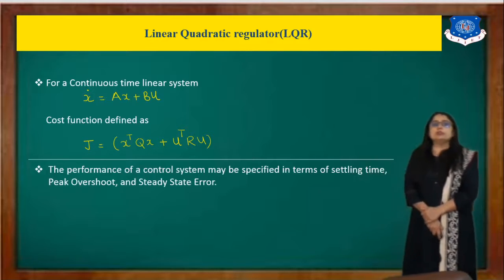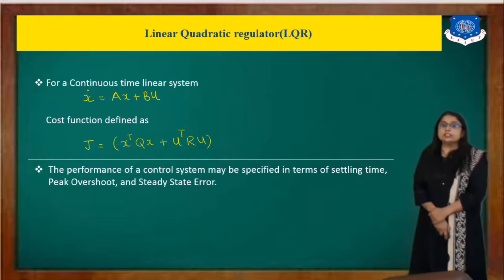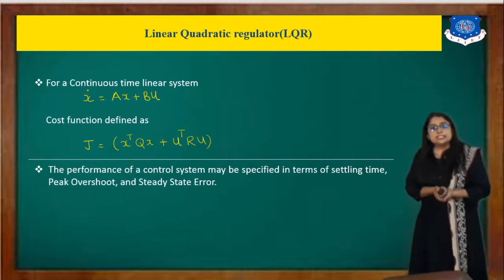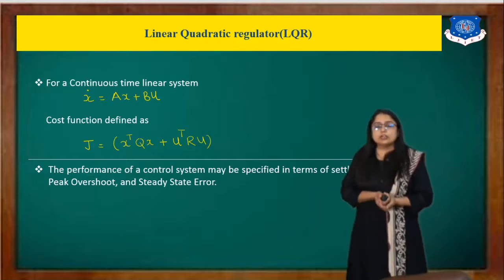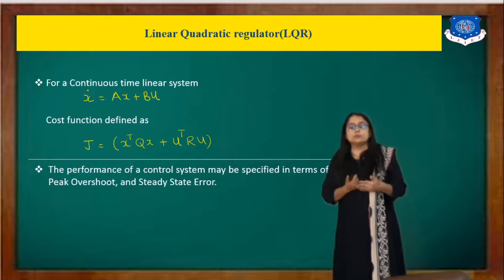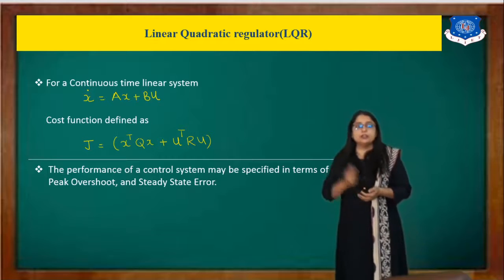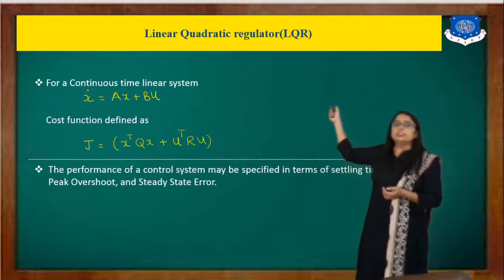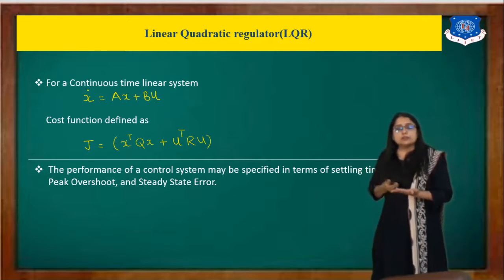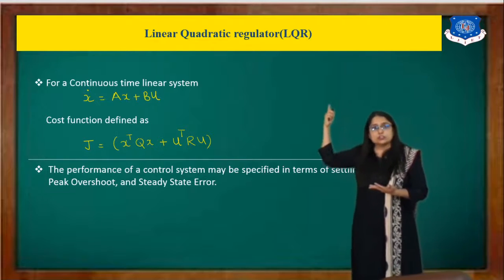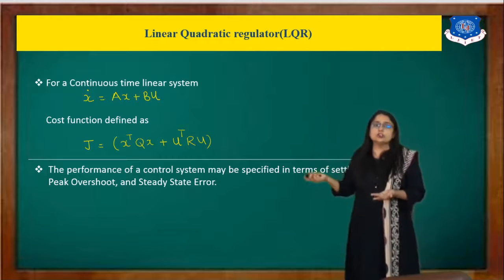The performance of the control system may be specified in terms of what? Settling time, peak overshoot, steady state error. That is nothing but your time domain specifications. Right? You know how to find the system performance using the time domain. And as we are talking, this is for the continuous linear system. You know your x is what? It's the vector of state variables. You know the Q and R, that we will get from the Riccati equation. And u is what? That is your input.